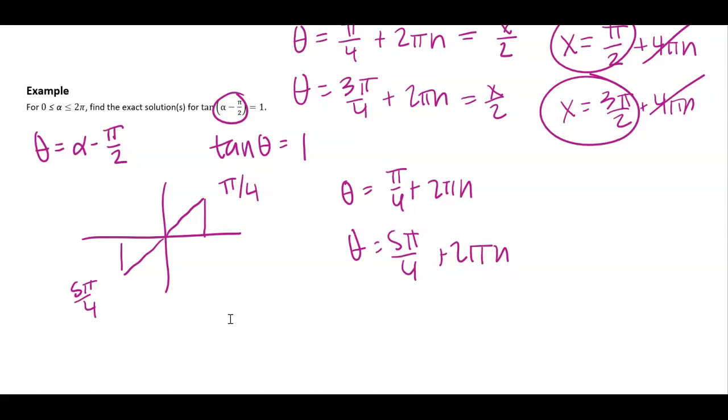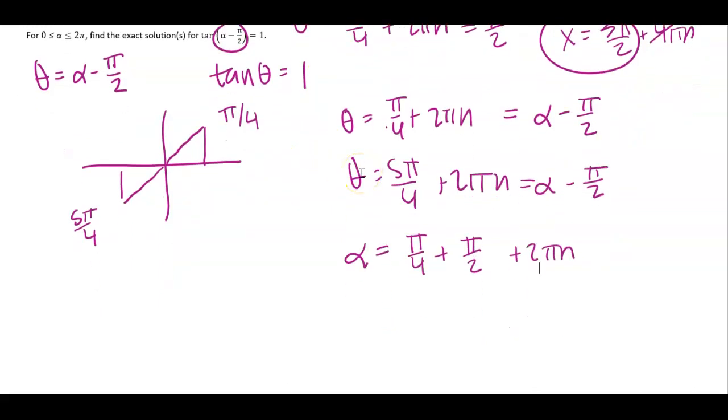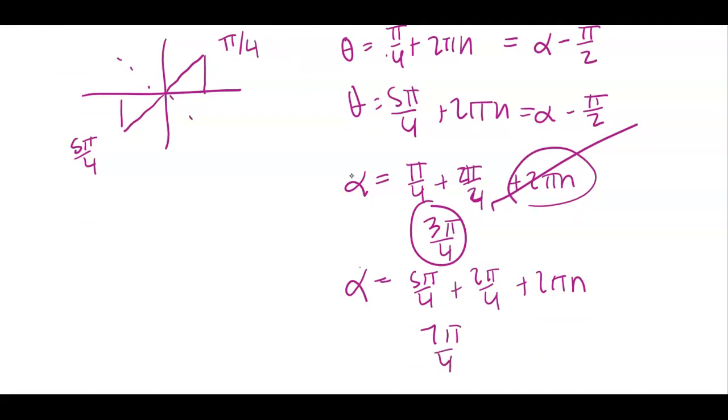And then I want to think about what happens when I have that negative pi over 2. So I'm going to add pi over 2 here. When I add pi over 2, I'm going to get that alpha equals pi over 4 plus pi over 2, and then I'm just adding another 2 pi n. This is going to be 2 pi over 4, so I get 3 pi over 4. And if I keep adding another 2 pi, that's not going to be on my domain, so I just have that 1. And 5 pi over 4 plus, again, 2 pi over 4, and then I'm just adding another 2 pi n. That gives us 7 pi over 4 down here.